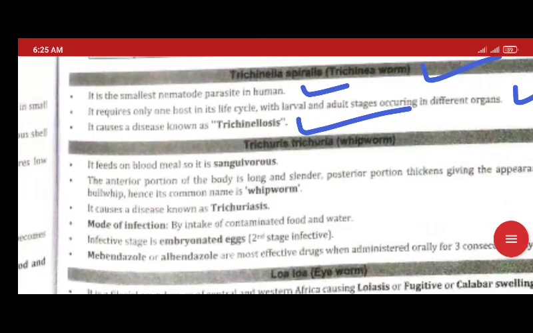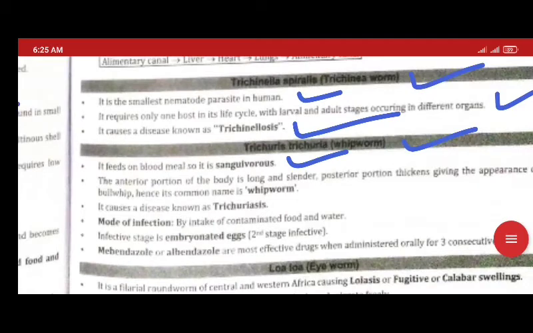It is a disease called trichuriasis. Trichuris, the whipworm, is sanguinivorous, meaning it feeds on blood as a meal. The mode of infection is mainly through food and water, and the infective stage is the second stage.